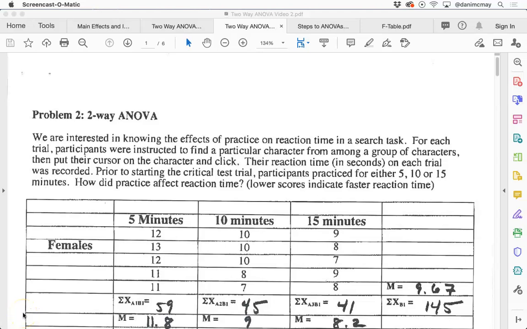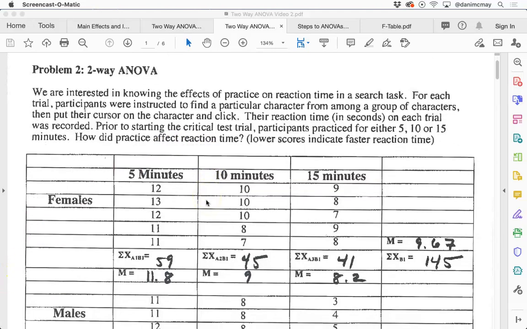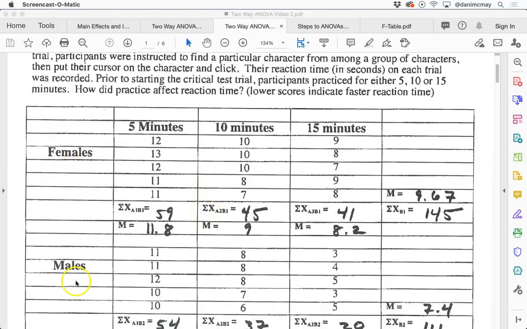All right, so on our example here, this talks about being interested in the effects of practice on reaction time in a search task. And so we've got our A variable, which is going to be our minutes. So 5 minutes, 10 minutes, 15 minutes. So we have 3 levels of the A variable. And we've got 2 levels of our B variable, which is males and females.